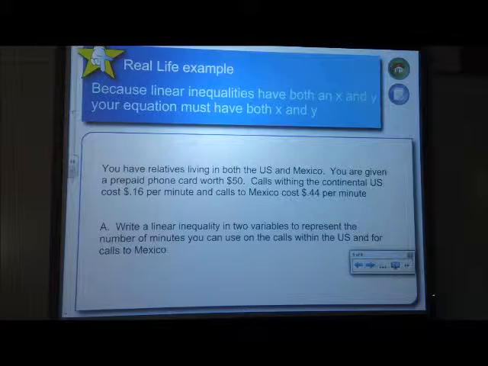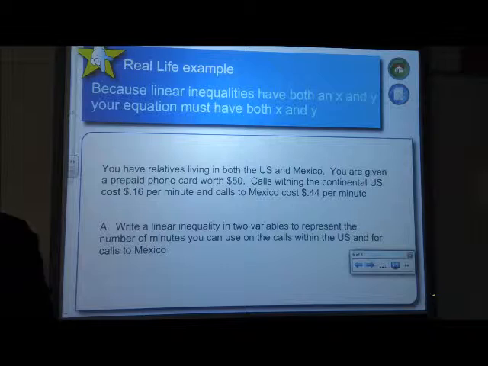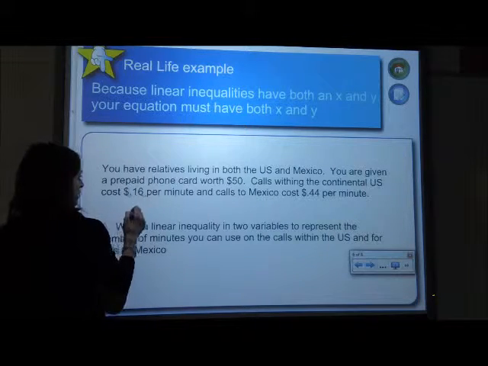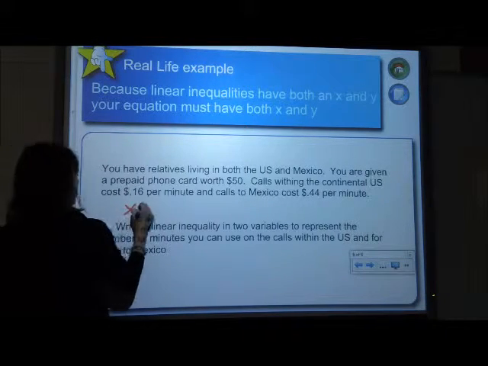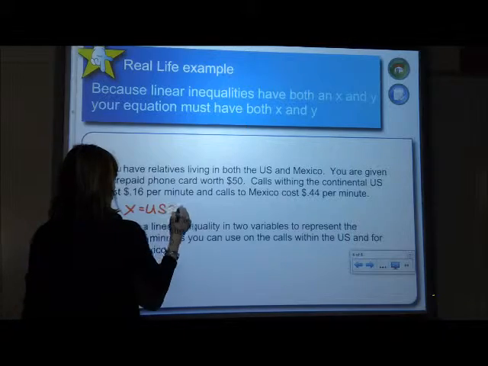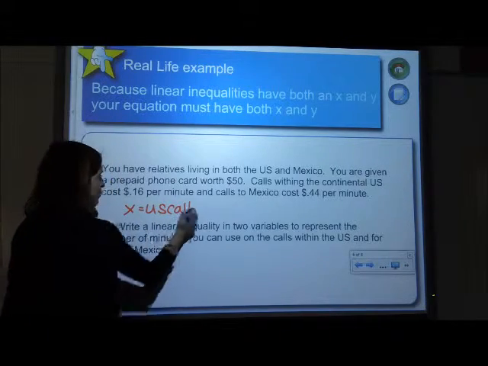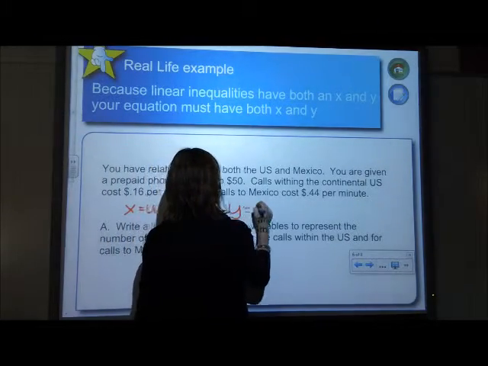Calls within the US cost $0.16 per minute, and calls to Mexico cost $0.44 per minute. Write a linear inequality in 2 variables to represent the number of minutes you can use on the calls within the US and for calls to Mexico. All right, so we're going to let x be our US calls, the minutes, and we're going to let y be our Mexico calls.